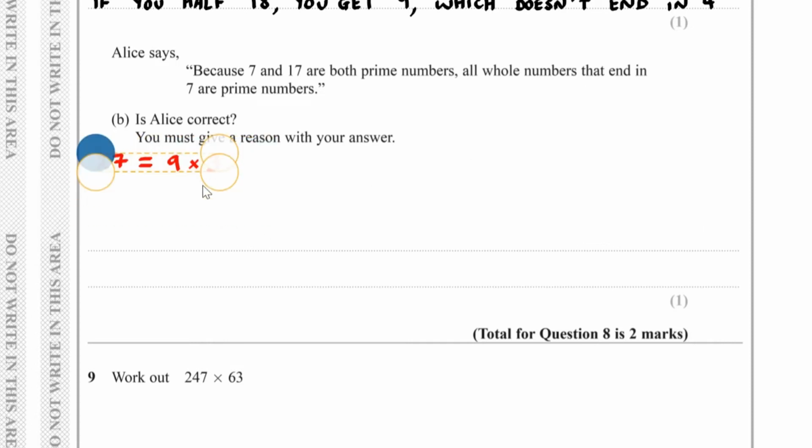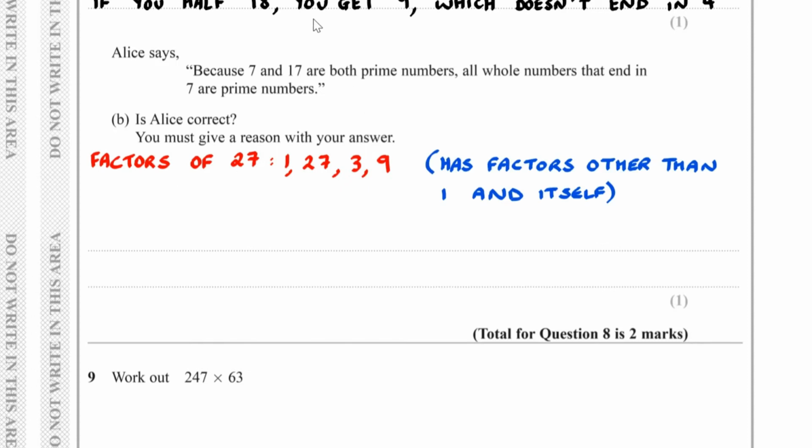In fact, what would be easier would be to show the factors of 27. We've got 1 and 27, 3 and 9. So what we can see then is the 27 has factors other than 1 and itself, so 27 is not prime, and therefore Alice is incorrect.